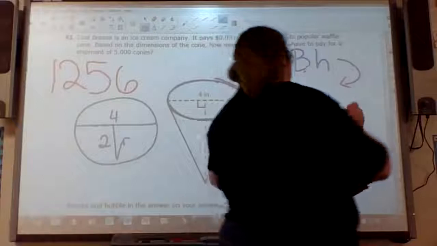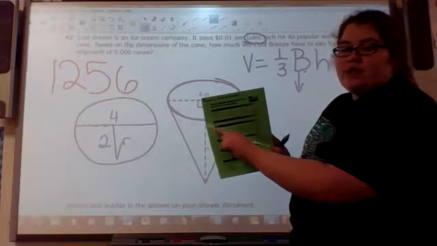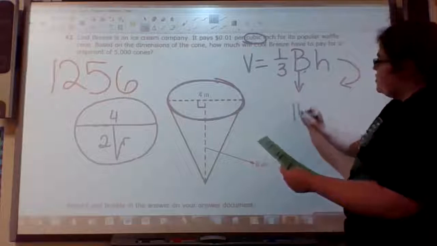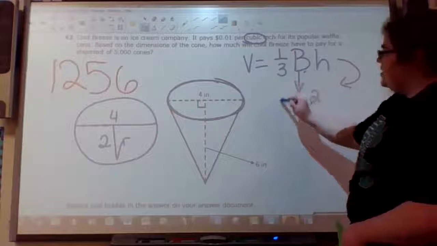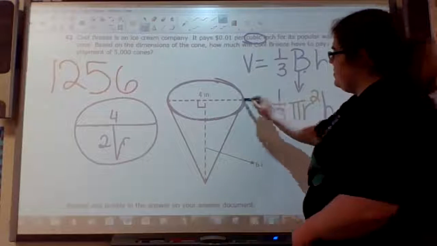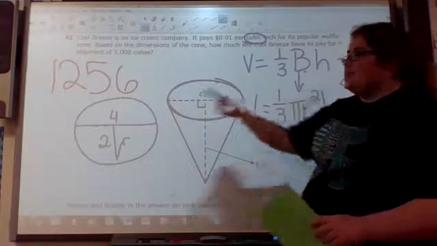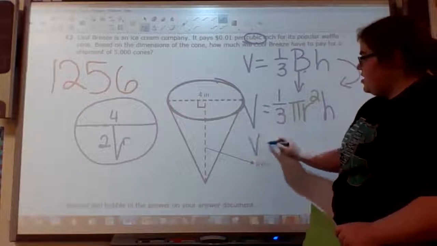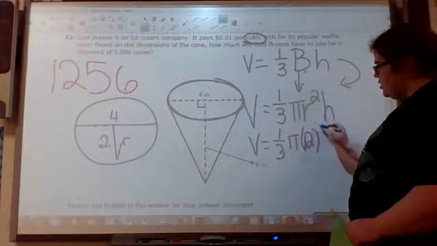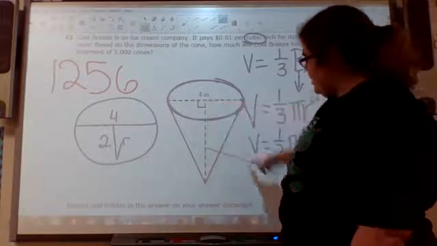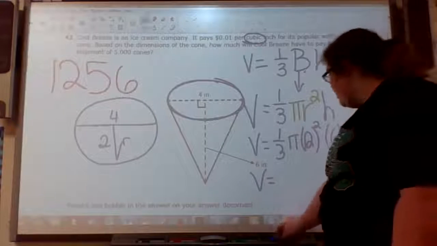So half of 4 is 2. So when I go back to this formula, I have to replace this area with the area formula of a circle from my star chart. So area of a circle is pi radius squared. Everything else in the formula stays the same. That's my new volume formula. With that being said, I can just plug in my numbers. So volume is 1/3 pi, radius is 2 squared, and the height of this cone is 6.